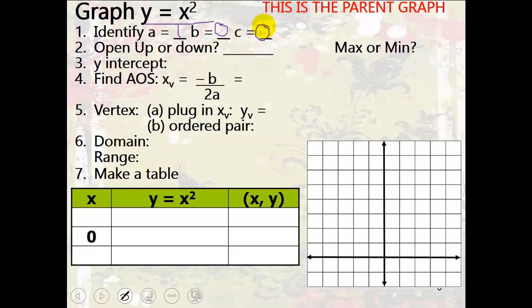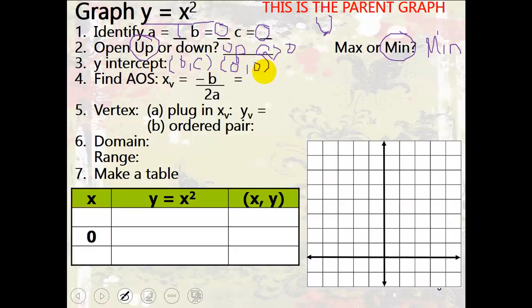Because a is a positive number, it's going to open up, because a is greater than 0. If my graph opens up, that means my vertex has to be my lowest point, or my minimum. I'm going to have a minimum. My y-intercept is c, which is 0, so it's 0, 0.